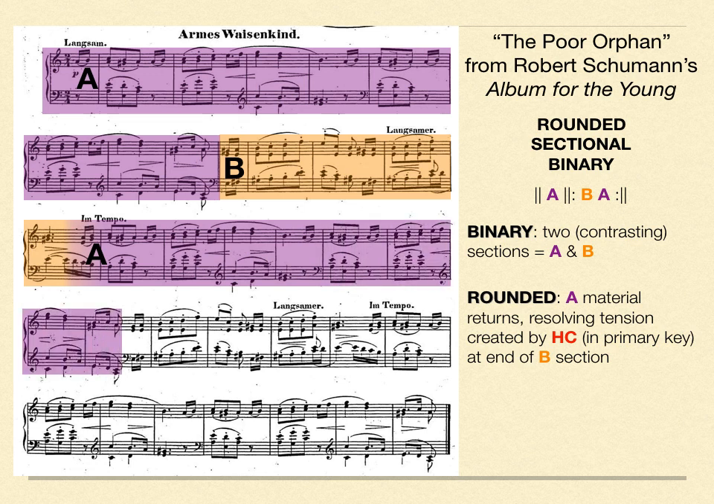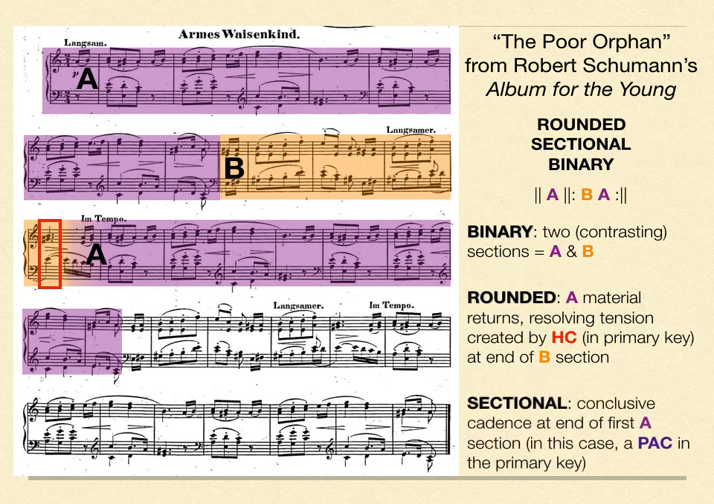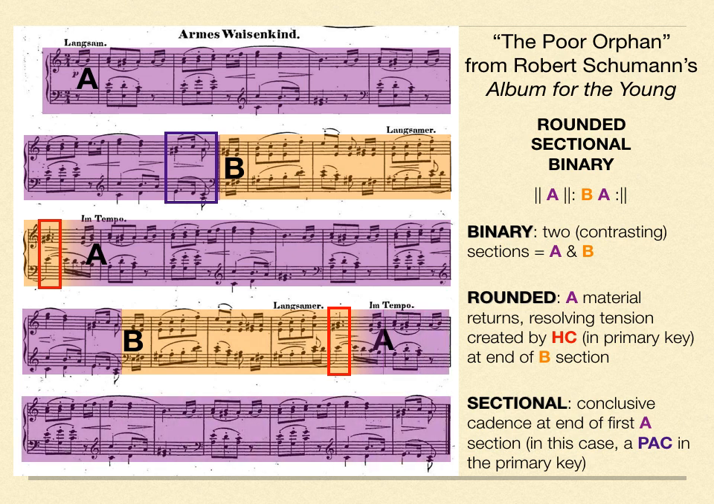This return resolves the tension created by the half cadence at the end of the B section in measure 12. Finally, it is a sectional binary form because of the perfect authentic cadence in the home key of A minor in measure 8. The final 12 measures are simply a repeat of B and A. Here now is Jorg Demus's rendition of The Poor Orphan.